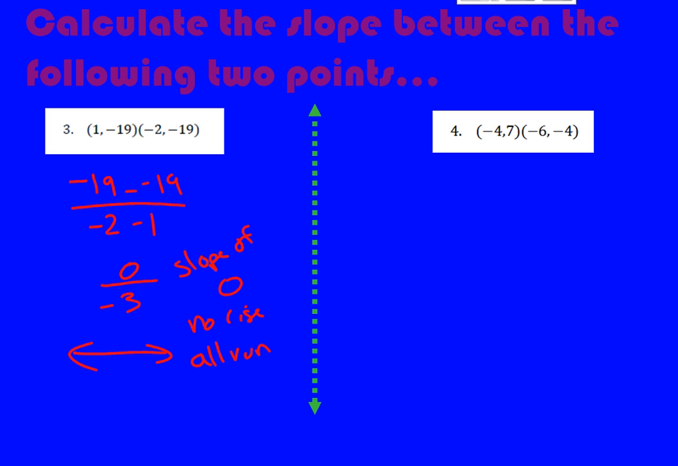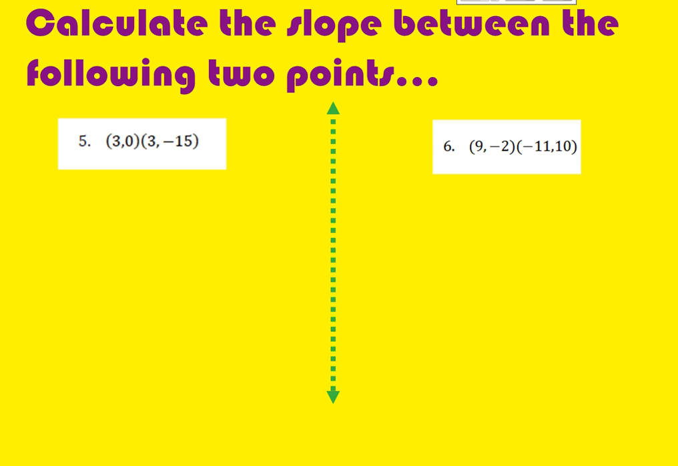Here, don't get caught up with this. A lot of kids will see negative 4 here, negative 4 here, and think that they automatically get to do that. But look, this is an x, y, x, y. So I got to go 7 minus negative 4 and negative 4 minus negative 6. Or I can flip it around. That works too. So you get 11 over 2, so that's going to be my slope. And only in slope are you allowed to leave it like that.